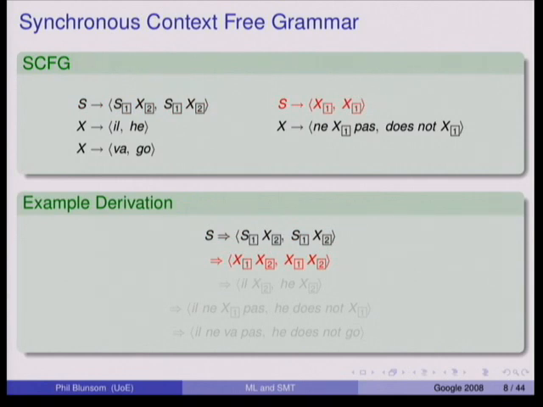Using the rule for rewriting an S as an X, we can replace that S. We can then use the lexical translation rule to translate il to he. We can then capture the ne pas construction in French using a gapped rule. And finally, when we insert the verb, we get the full translation. So this is what I'll refer to as a derivation in the synchronous grammar. And it's these derivations which I'll principally be concerned with modelling and be talking about.